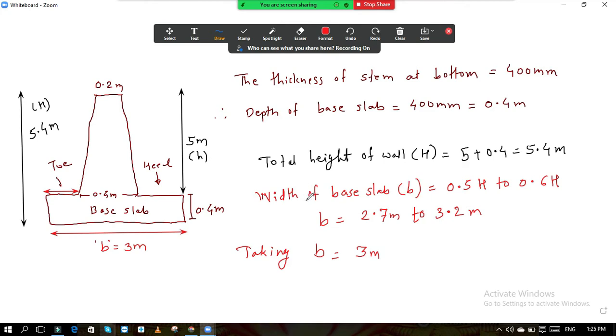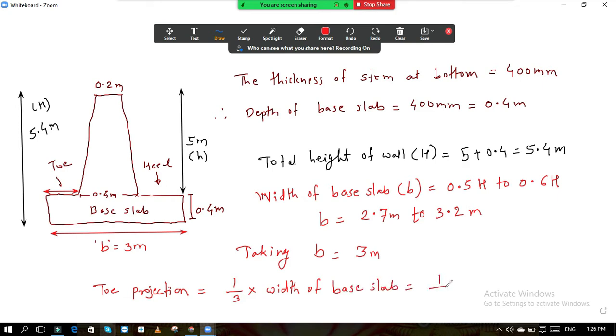So the toe projection can be taken as 1/3 of the width of base slab. Okay. So here toe projection is equal to 1/3 into width of base slab.